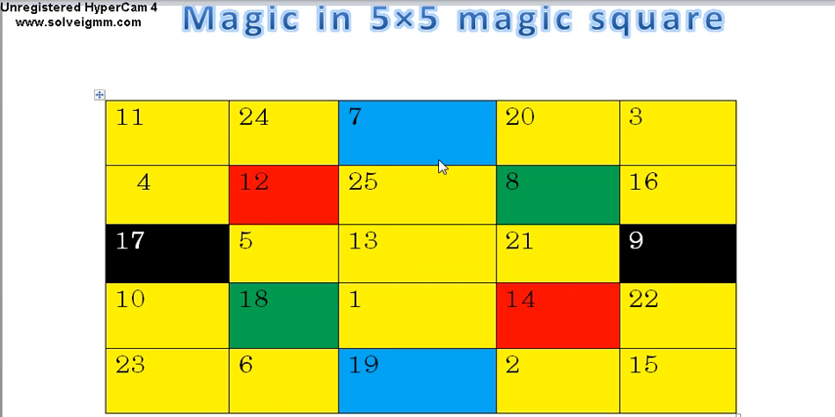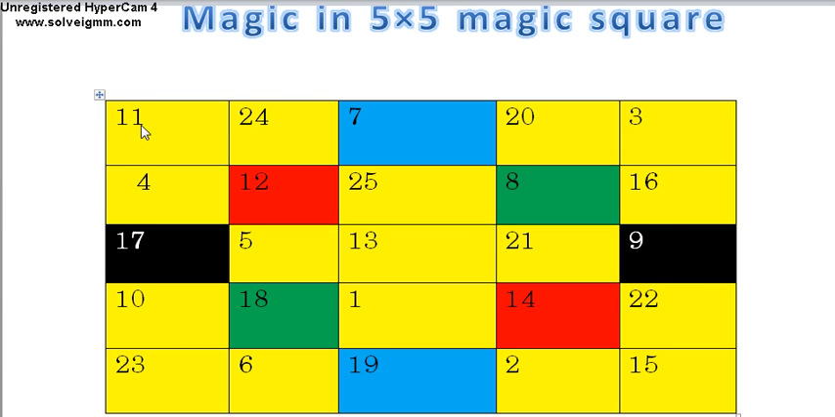And the blue colored cell sum is 26, the red colored sum is 26, the green colored cell sum is 26, the black colored cell sum is 26.